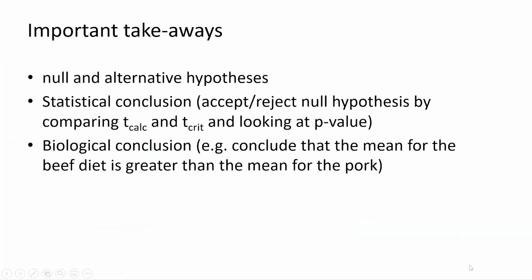So the last thing is just some important takeaways from this. The null and alternative hypotheses. There are null and alternative hypotheses for the F-test and for the t-test. I'm going to ask that you write both of those, and I have places for you to do that. But just be aware that there are two sets of null and alternative hypotheses, and I want you to know them both.